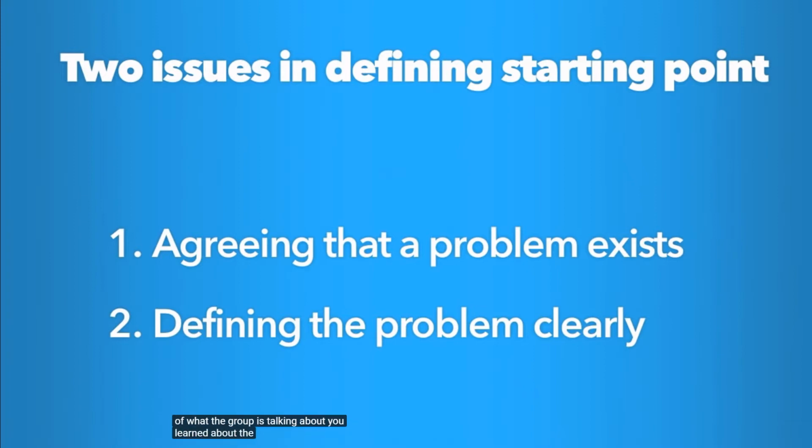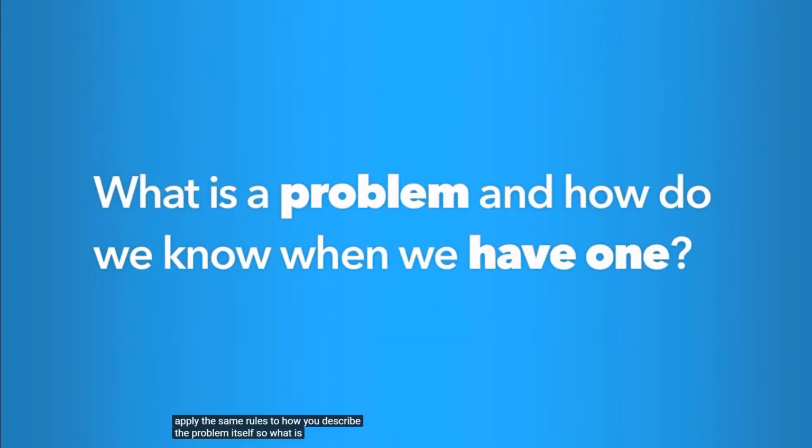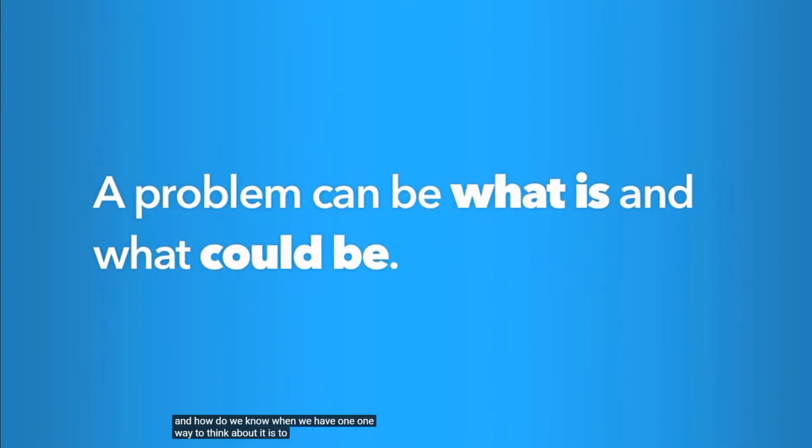You learned about the importance of using clear and precise language in arguments. Apply the same rules to how you describe the problem itself. So what is a problem and how do we know when we have one? One way to think about it is to see a problem as the difference between what is and what could or should be. That is, most people see something as a problem when they look at the way the world is and think, gee, things really should be different.